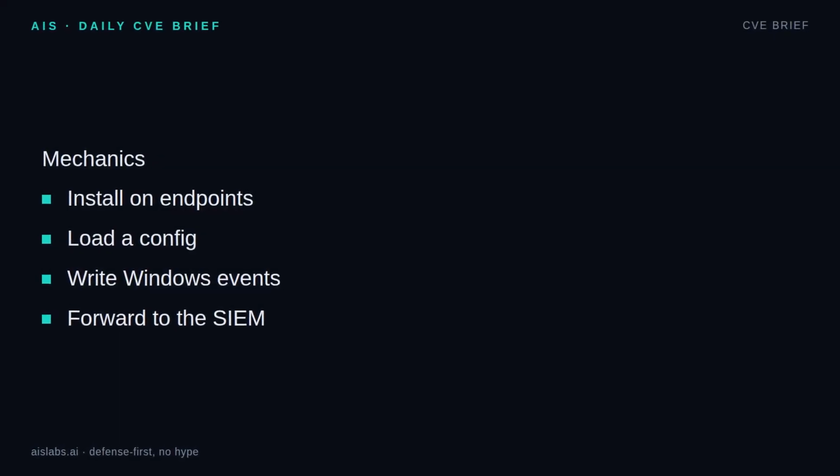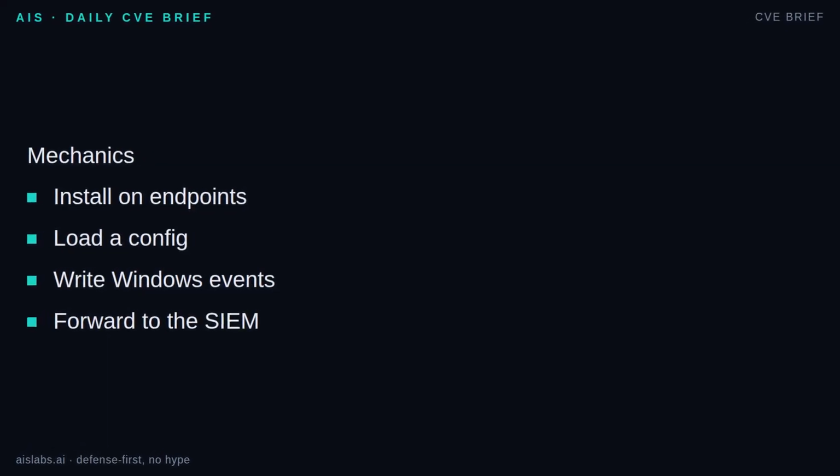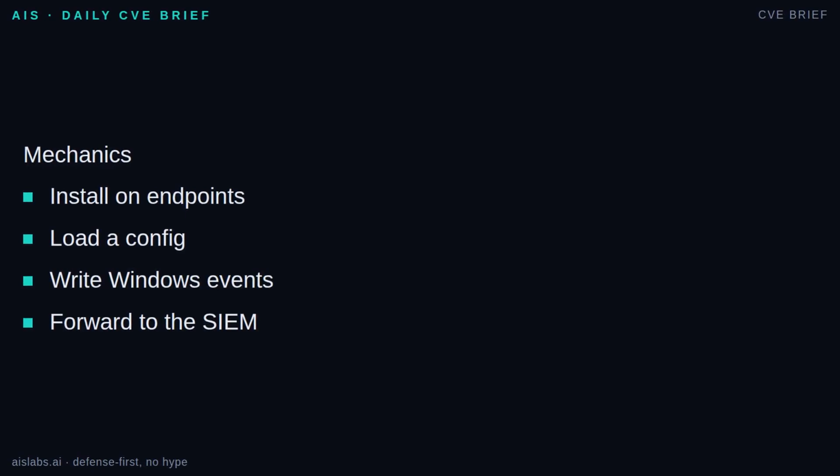The mechanics are simple. You deploy Sysmon to Windows endpoints. You load a configuration file. That config tells Sysmon which activity to record and which activity to ignore. Sysmon then writes events into its own Windows event log channel. Your normal log collection path forwards those events to the SIEM.